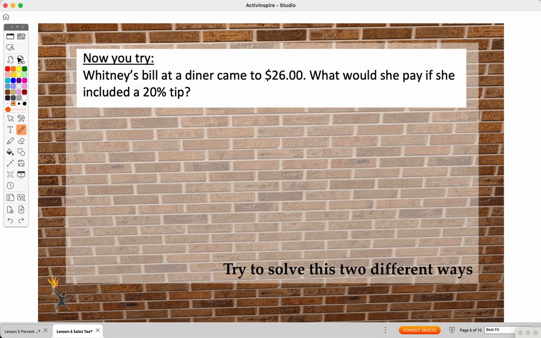All right, go ahead and try to figure out what Whitney would have to pay at her diner if she decided to tip 20%. Don't worry about it, solve it two different ways. I'll tell you another way to think about it in a minute.